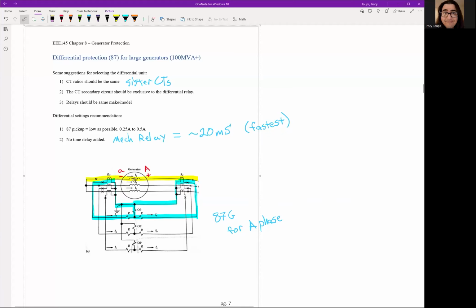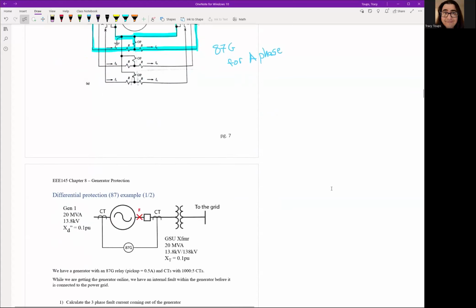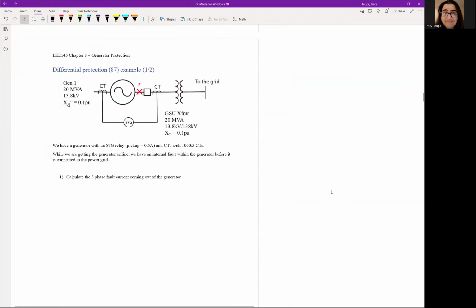So there's no difference in the differential itself from what you learned in the previous chapters. Current going in has equal current going out. We could figure out fault current, and we could do some calculations. So here is where we typically take our 15-20 minute break. I have a differential protection problem set up, so why don't we go ahead and work on this?